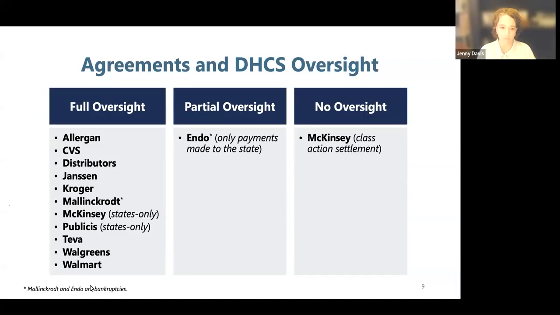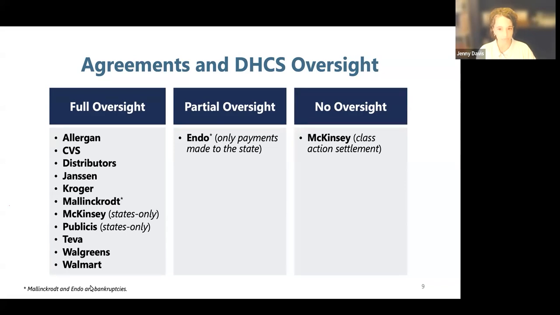So we have McKinsey, which resulted in a states-only settlement, meaning only payments are going to the state of California, meaning state agencies and state departments. So that money is only going to the state from that specific McKinsey settlement. No payments are being made to the cities and counties. And the same is true for Publicis.